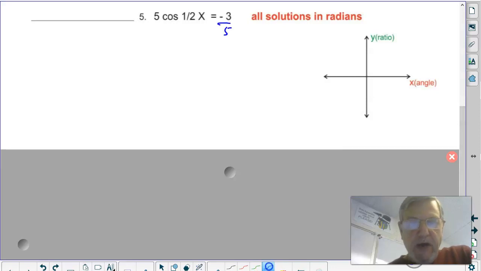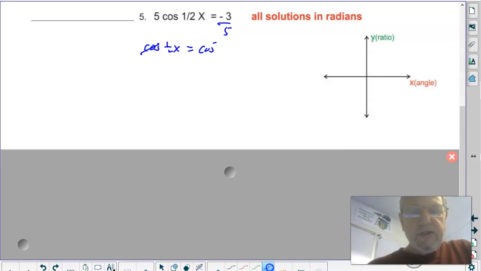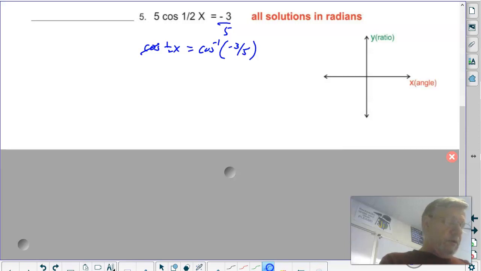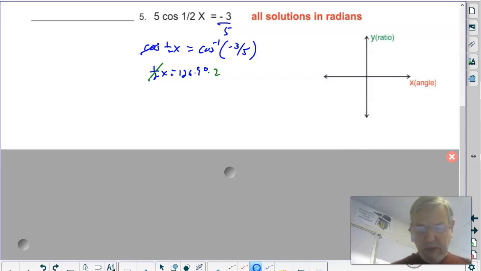Okay, so again, let's isolate the cosine function. So I'm going to divide both sides by 5. So now I have cosine 1/2 x equals, 1/2 x equals cosine the -1 of -3/5. All right. So 3/5 negative inverse cosine, and I got 1/2 x equals 126.9 degrees. Now again, I'm going to leave it in my calculator because I want to now multiply both sides by 2, and we know the measure of angle x will be approximately equal to 253.7 degrees.